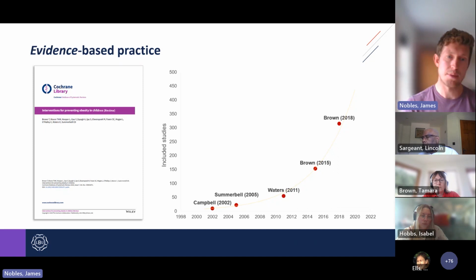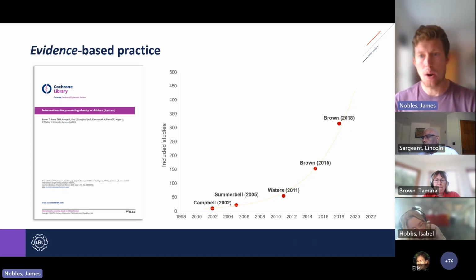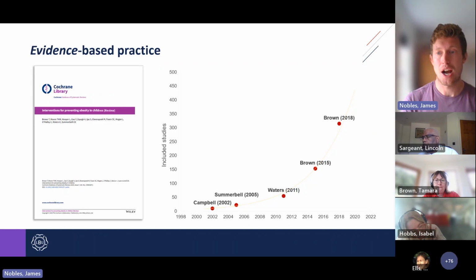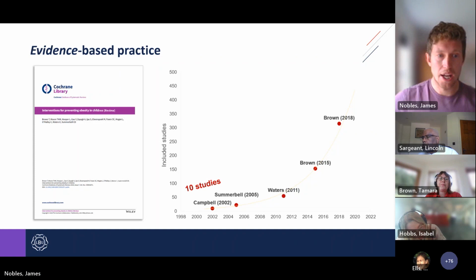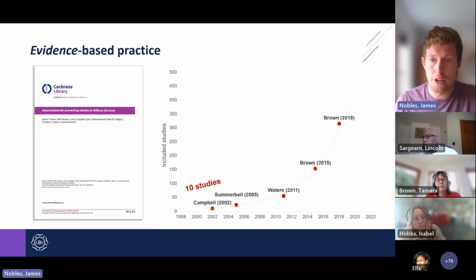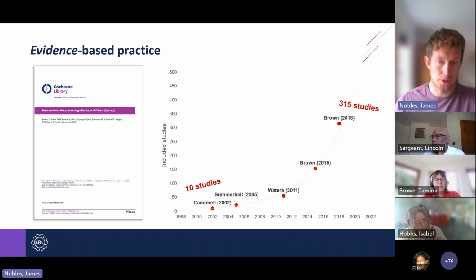And there are many members of our team who have been involved in the development of these. But what they also help to demonstrate is just how much high quality evidence is available in this field. So in 2002, there were 10 studies included in the Cochrane Review on the prevention of childhood obesity. And if we look in the most recent paper, there were 315 studies which were eligible for inclusion. But I think only 152 of those were actually looked at in more depth. But what this does is it demonstrates just how much evidence, and high quality evidence, there is available.